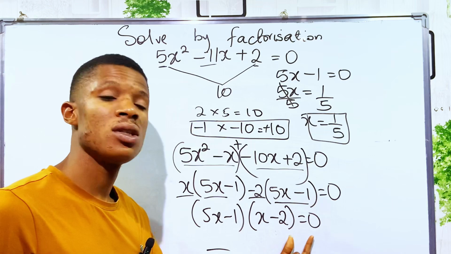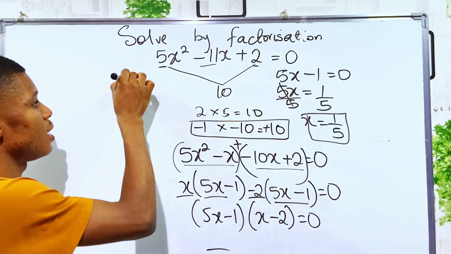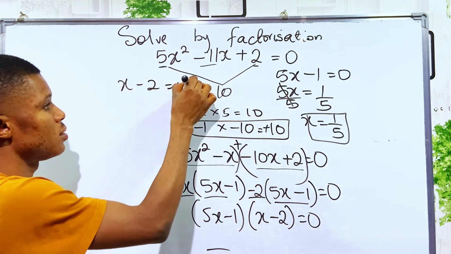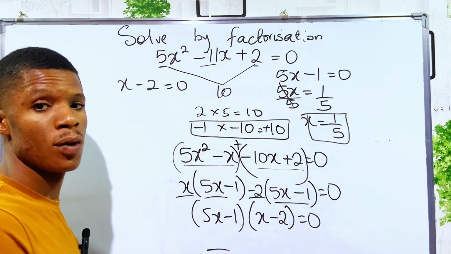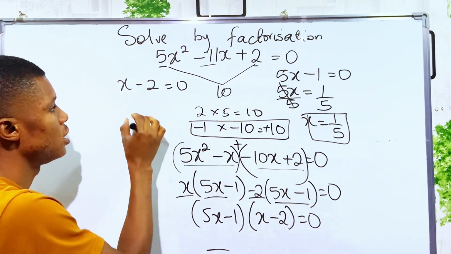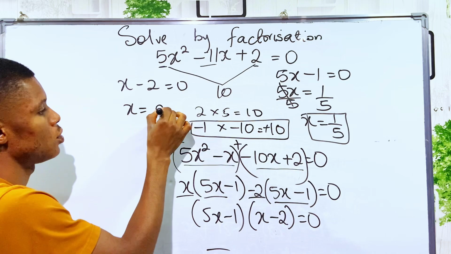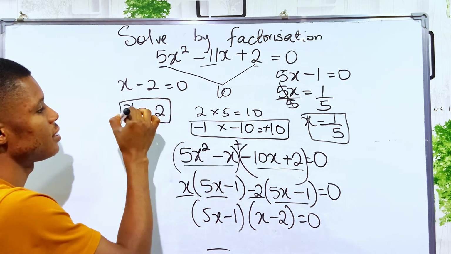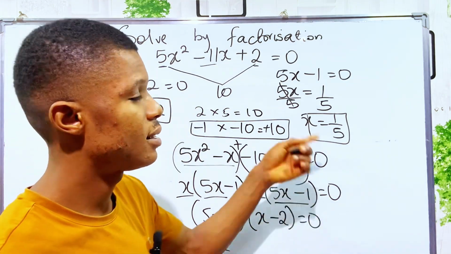When x minus 2 is equal to 0, we test that. Minus 2 crossing the equality sign gives a positive 2. That means that x is equal to 2. So the values of x are that x is 2 and x is 1 over 5.